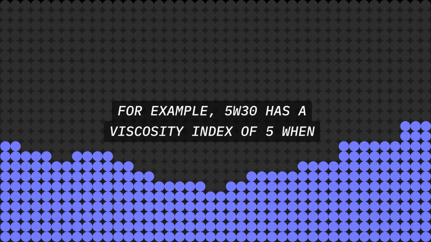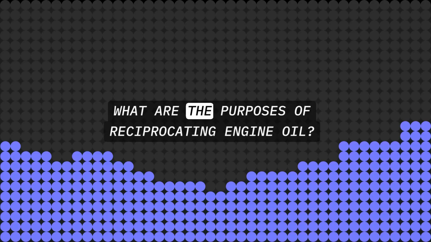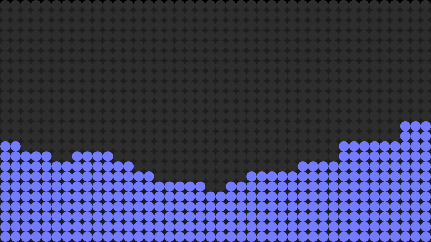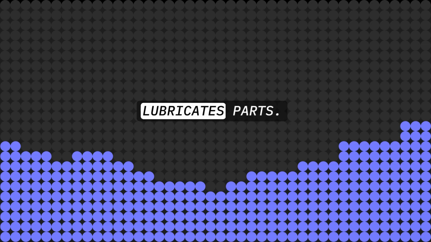For example, 5W30 has a viscosity index of 5 when it is cold, but 30 when it is warm. What are the purposes of reciprocating engine oil? It cleans, cools, cushions, seals, and lubricates parts.